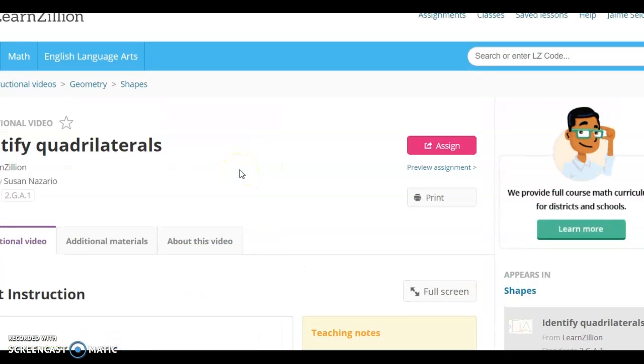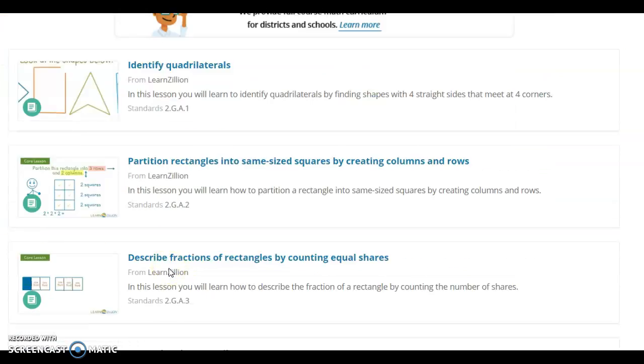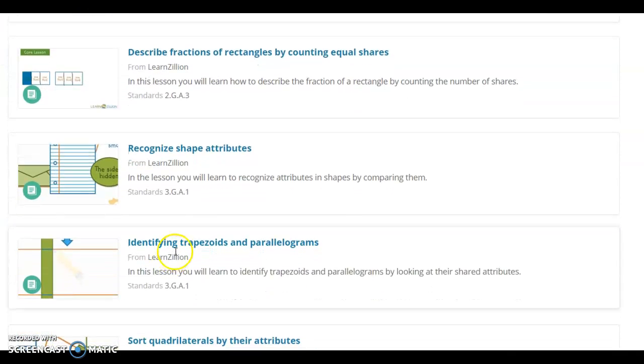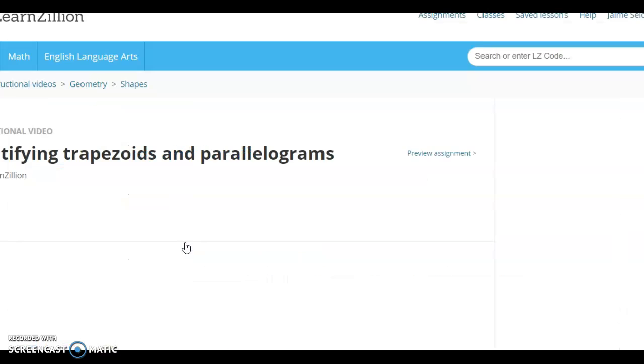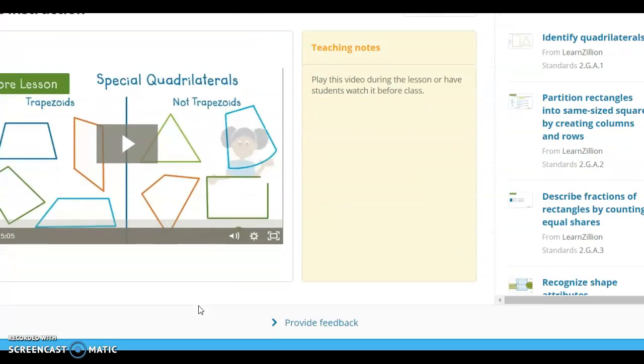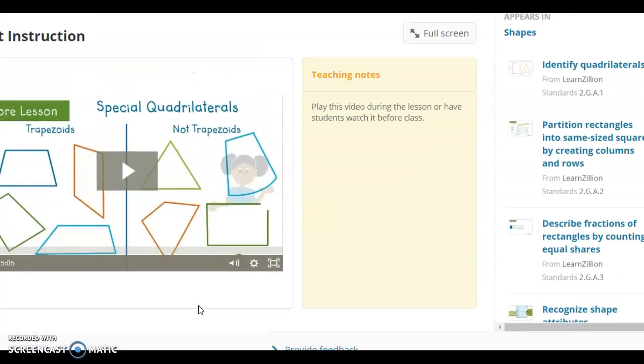If we go back to the top here, you can just click on shapes. It will give you a list of topics, and the next one I wanted to look at was identifying trapezoids and parallelograms. This is also something we talk about in fourth grade. The video starts again with the learning goal for students to identify the shapes by looking at their shared attributes. It shows shapes that are quadrilaterals and shapes that are not. So this is a review from a couple lessons before, so these lessons do build on each other.